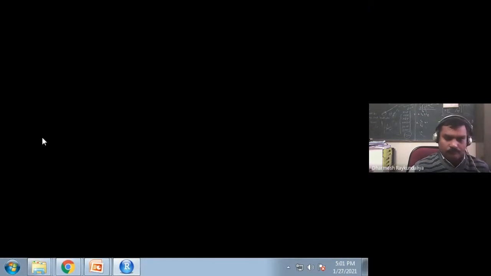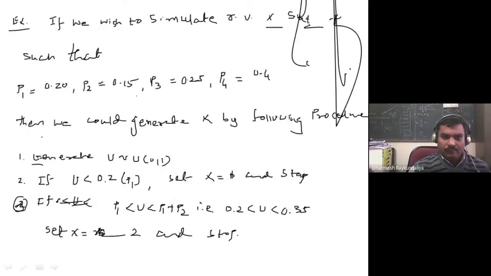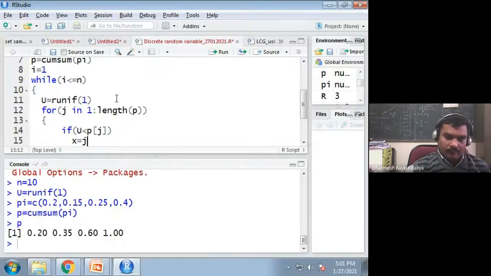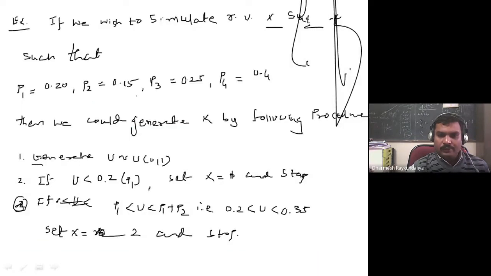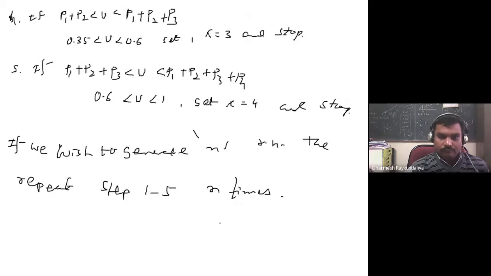See, what is the probability? So here it is written: u is less than p1, then x equal to 1. Otherwise, what do you have to check? u is less than p1 plus p2. That means p1 plus p2 is 0.35. So what will come in the cumulative probability? You can see that it is 0.35, then 0.60. Okay, if u is less than 0.6, then set x equal to 3, and if u is less than 1, then set x equal to 4.